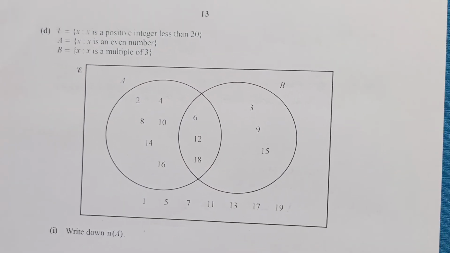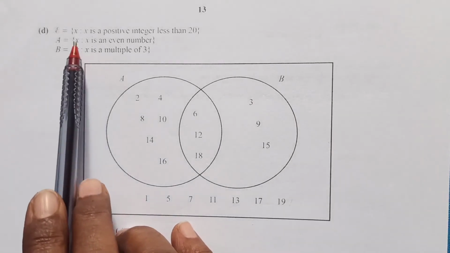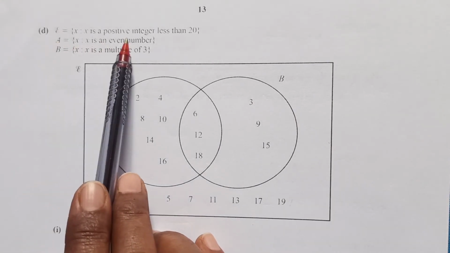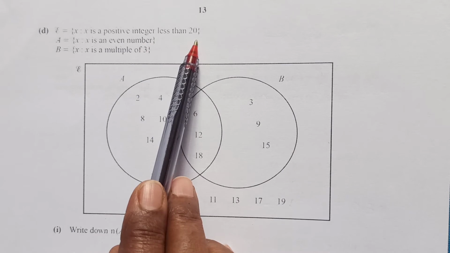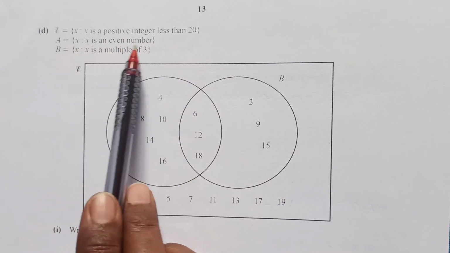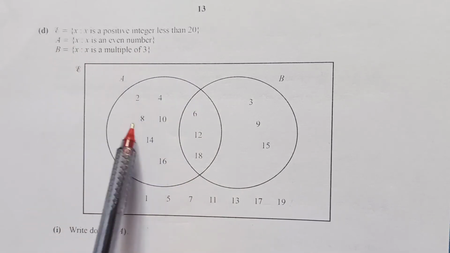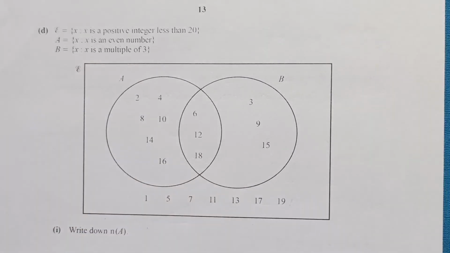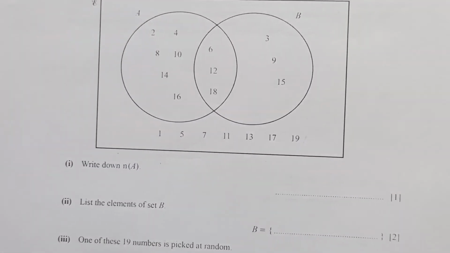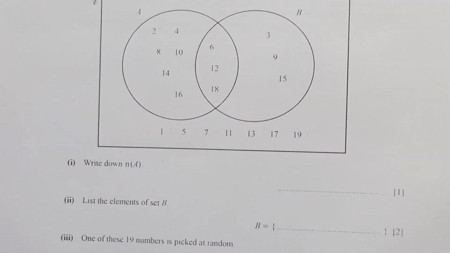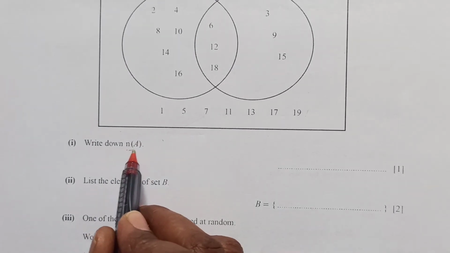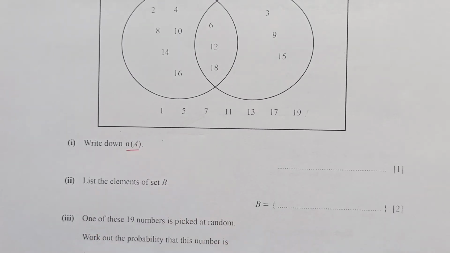Okay, part D. We are given some sets here. Universal set x is positive integer less than 20. A: x is an even number. B: x is a multiple of 3. So let's see what the questions are here. Write down n(A), the number of elements in set A.